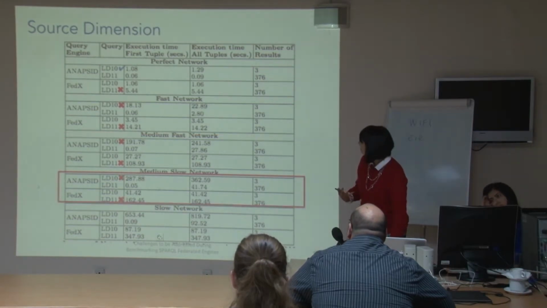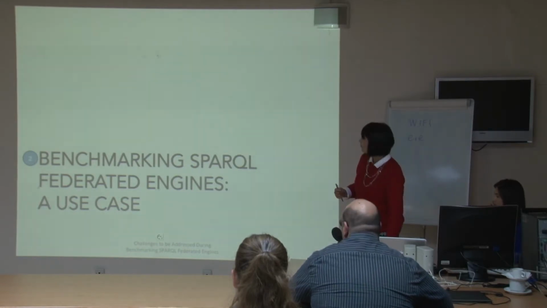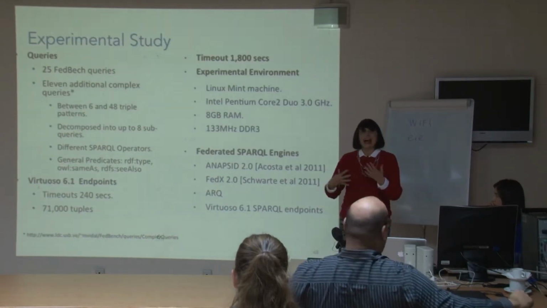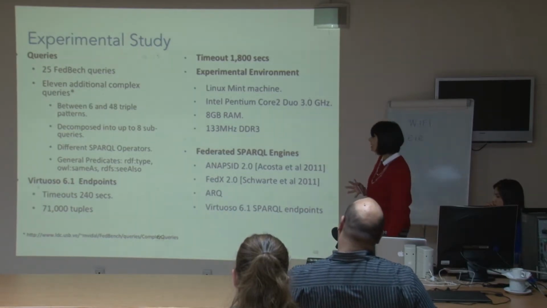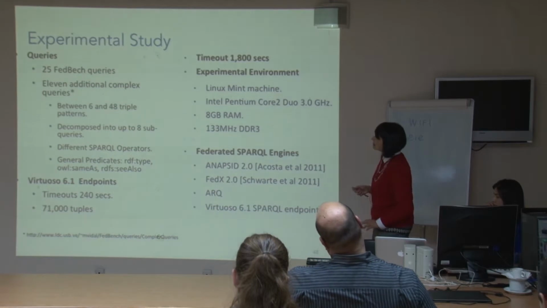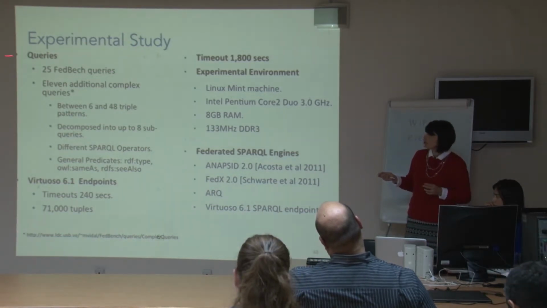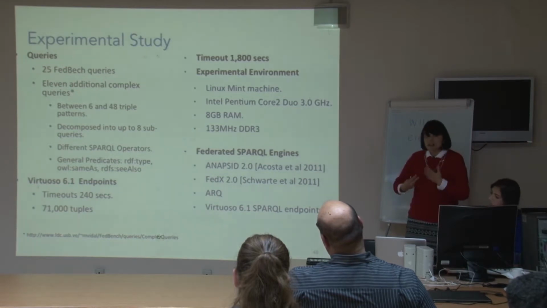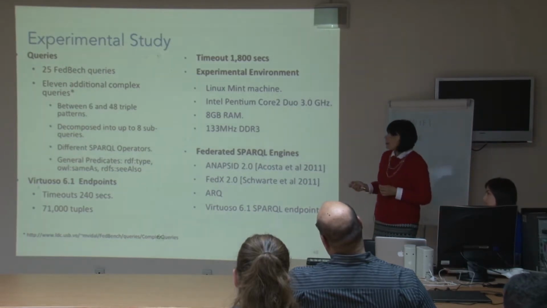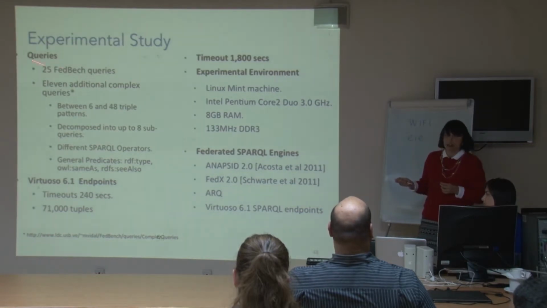convenient for me. So let's see an experiment that we performed for testing how good this benchmark is with respect to the complexity of the queries. So we set up a federation with the 25 queries from the benchmark, from FedBench, and we also defined 11 additional queries. And these queries were completely different from the queries that were in the benchmark.